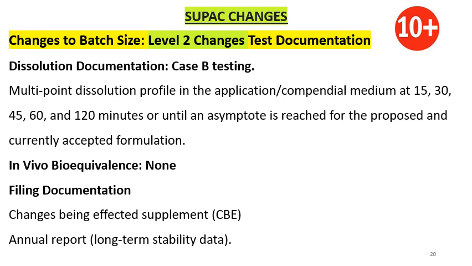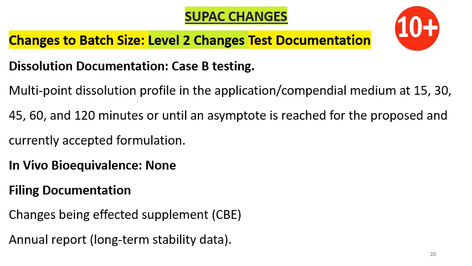See here, as the level changes from 1 to 2, the requirements get increased. Now in level 1 there was no additional requirement for dissolution, but in level 2 there is a requirement of multi-point dissolution profile in the application compendial medium at 15, 30, 45, 60 and 120 minutes or until an asymptote is reached for the proposed and the currently accepted formulation. That dissolution profile should be compared from the formulation before change and the formulation after change. In vivo bioequivalence requirement is none. Then filing documentation requirements are changes being effected supplement CBE and annual report with long-term stability data.